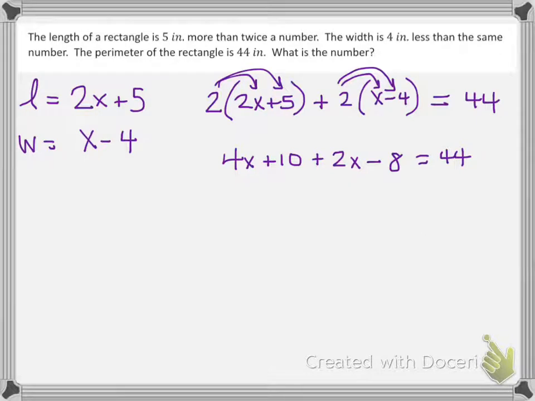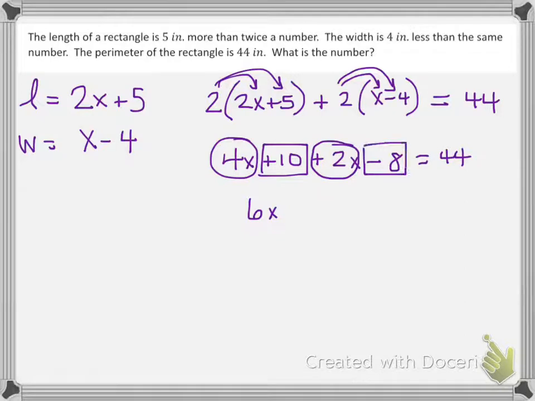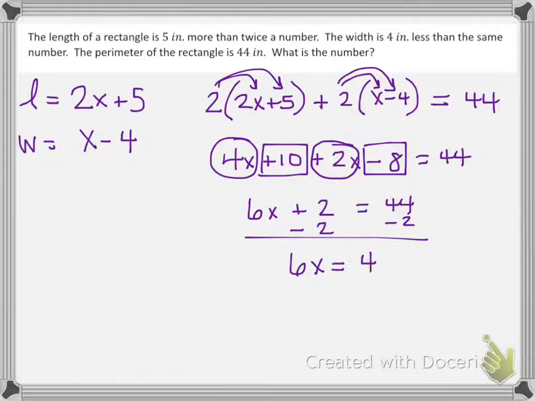Combine like terms. Well, I've got positive 4x and a positive 2x. That gives us a positive 6x. And then positive 10 and a negative 8 gives us a positive 2. And that's all equal to 44. And then isolate. So subtract 2, we get 6x equals 42. Divide by 6, x is 7. What is the number? 7.